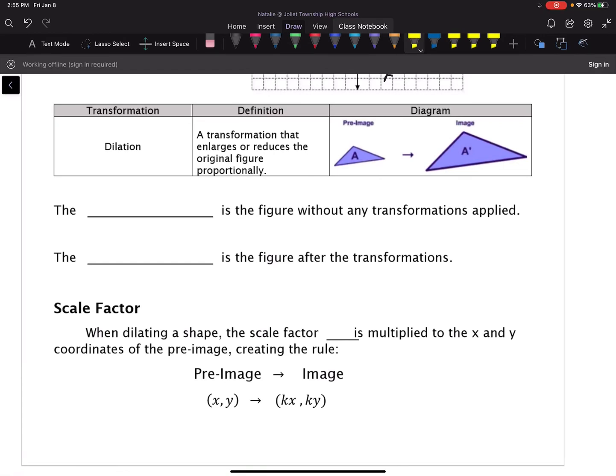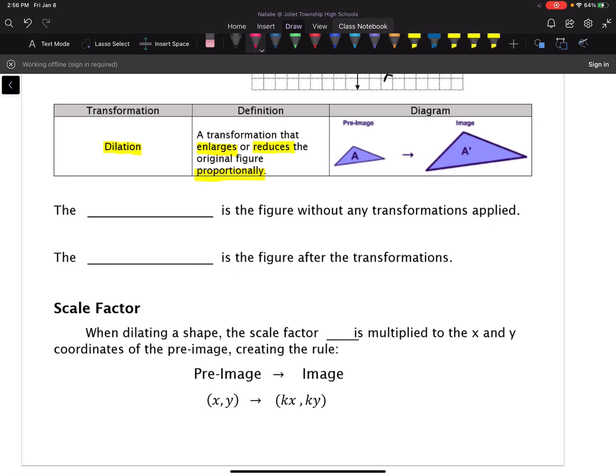So I'm going to be going over the notes from 6.1, which talks about dilations. The definition of a dilation is a transformation that enlarges or reduces a figure proportionally. So we're going to take a shape and apply some transformation to it and get an image or a figure that is similar to the figure that we started with.